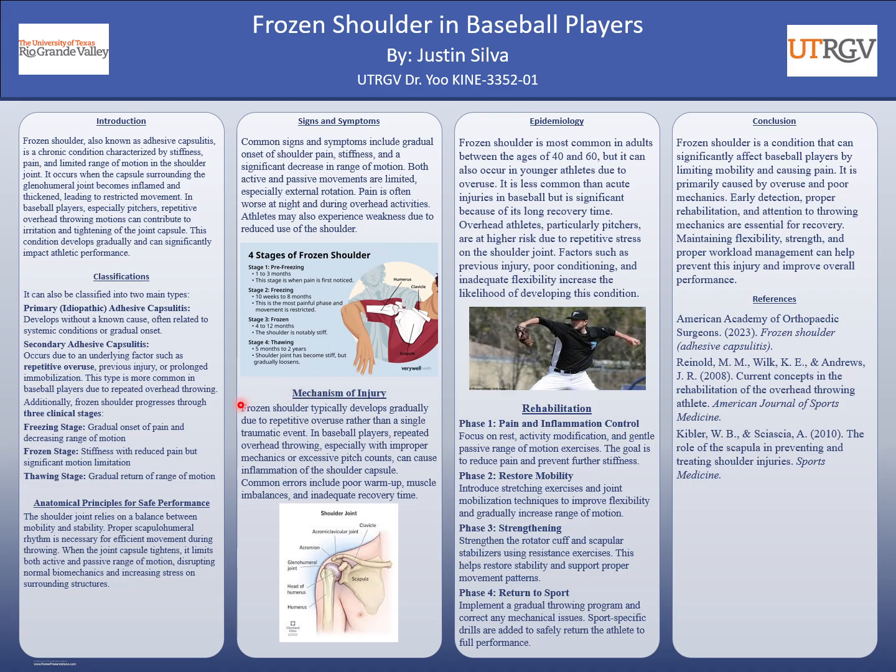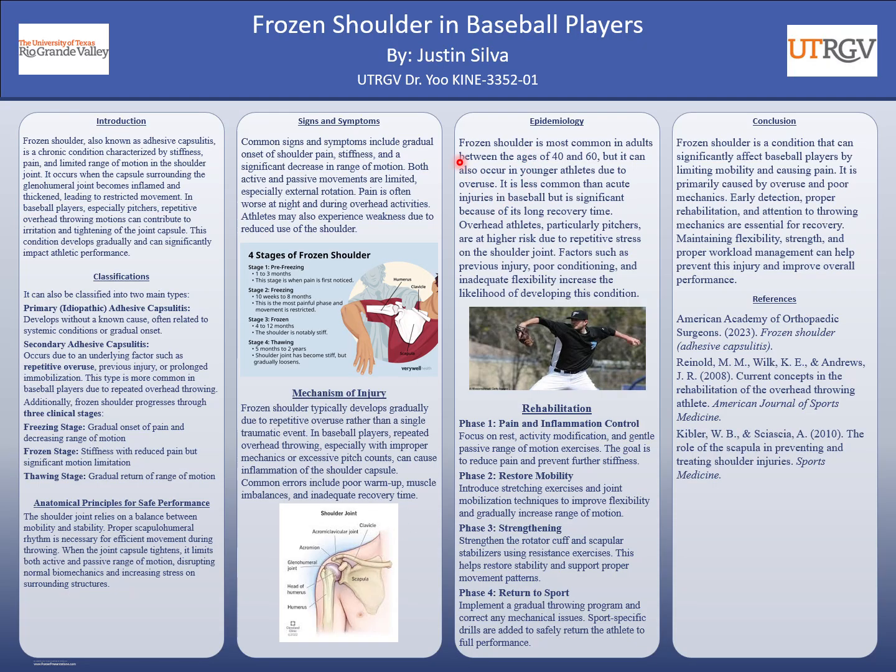Mechanism of injury. Frozen shoulder typically develops gradually due to repetitive overuse rather than a single traumatic event. In baseball players, repeated overhead throwing, especially with improper mechanics or excessive pitch counts, can cause inflammation of the shoulder capsule. Common errors include poor warm-up, muscle imbalances, and inadequate recovery time.